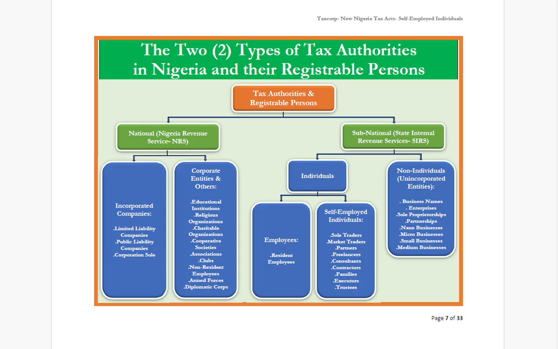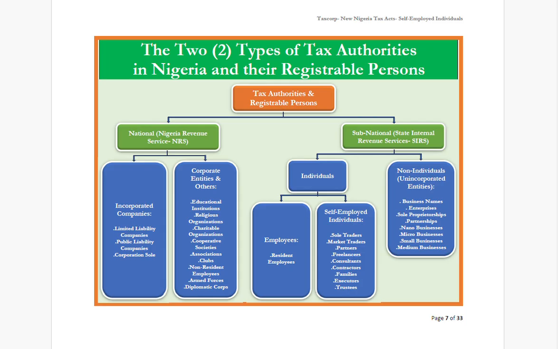Under the subnational tax authorities, the registrable persons include two categories, individuals and the non-individuals. Under individuals, you also have two classes. The first is employees. Employees here, we're talking of resident employees, not non-resident employees. Then the second class is self-employed individuals, which include sole traders, market traders, partners, freelancers, consultants, contractors, families, executors, trustees. All these people are under the individual category of the subnational tax authority.